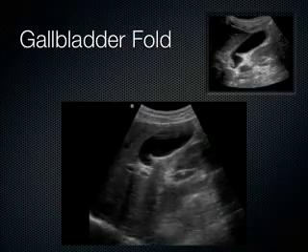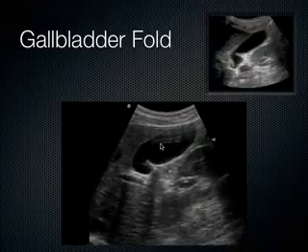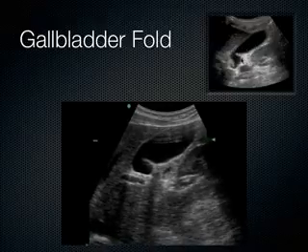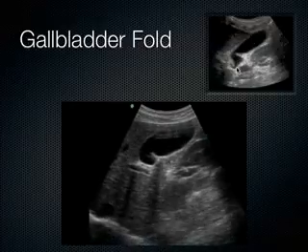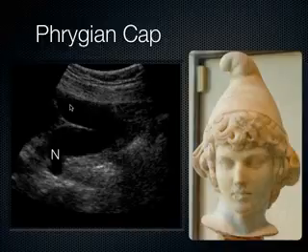Now, this is what a fold down here in the neck of the gallbladder looks like. When you see a fold in the neck of the gallbladder, it's called a fold in the neck of the gallbladder. It doesn't have a fancy name. But when you see a fold up in the fundus of the gallbladder, now it's got a cool name. It's called a phrygian cap. So we can see this phrygian cap up here, and sometimes stones will get wedged up here. It doesn't mean anybody has a pathologic problem. It's just a common anatomical variant of the gallbladder.